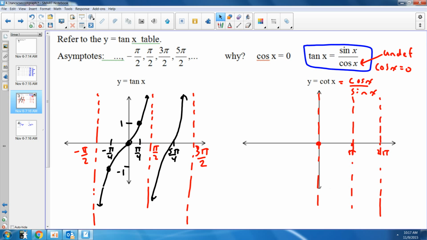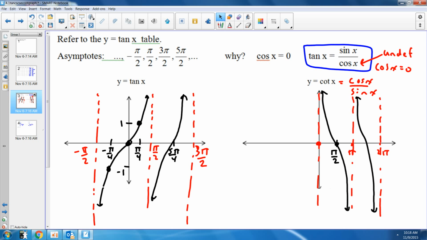Then it's a matter of drawing it in. At pi over 2, it's going to be at 0. And you know that it's going to go like this, and I'm going to explain why that's true. And again, it's the same exact pattern. It's a cycle. And it's going to continue to the left and to the right, to infinity.